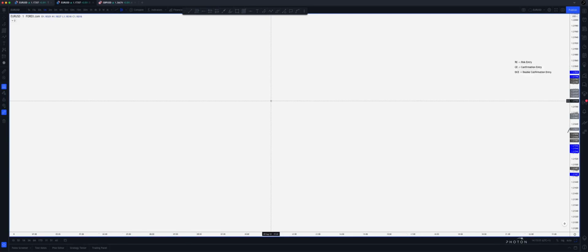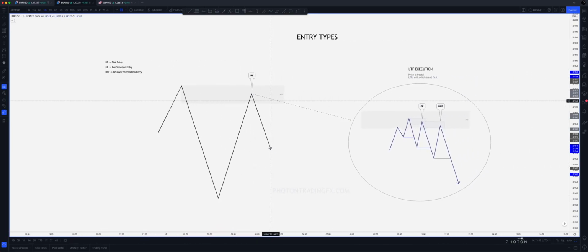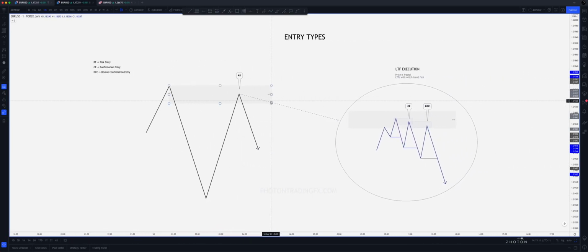So let's dive into that and drag this across. There's two main entry types, the way I would classify it. One being a risk entry and the other one being a confirmation entry. Obviously there's three here, so you're probably thinking, why are you saying two? Well, the double confirmation entry for me just gets looped in with confirmation entry. But let's dive into it and talk about it.